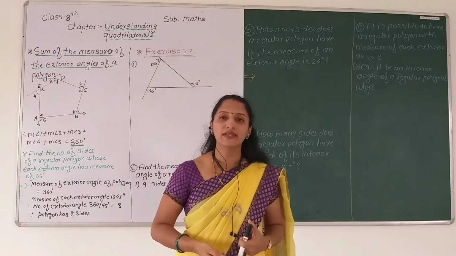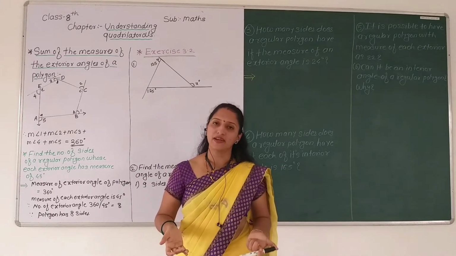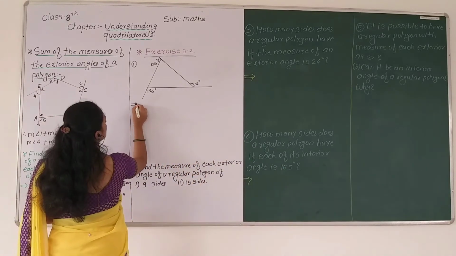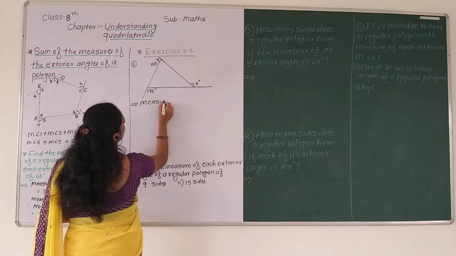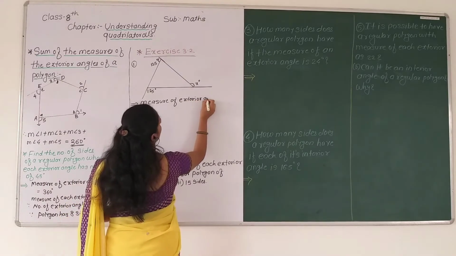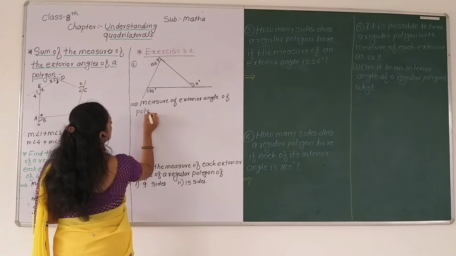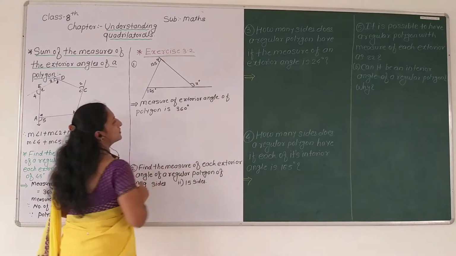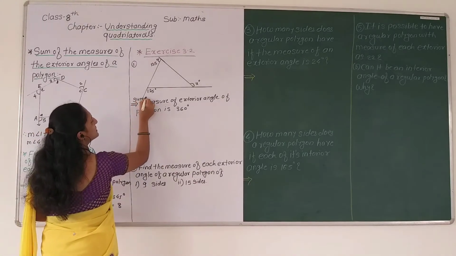So how can we find? Yes, using the same concept. Measure of exterior angle of polygon is 360 degree. Sum of measure of exterior angle of polygon is 360 degree.